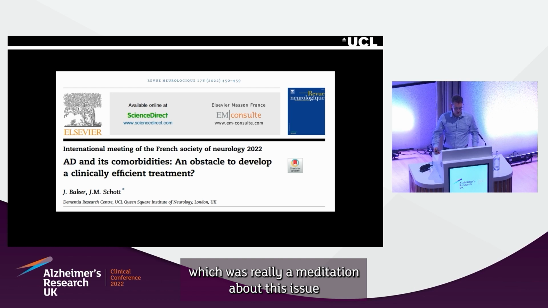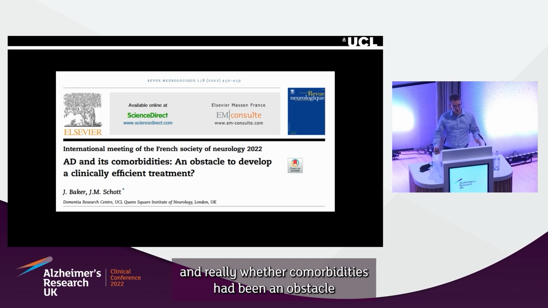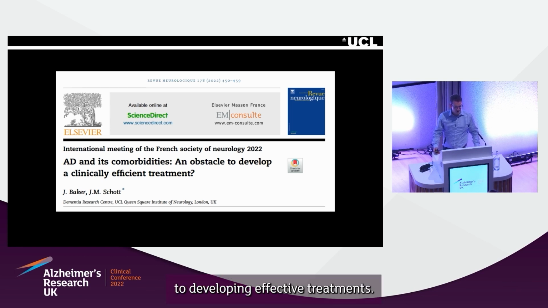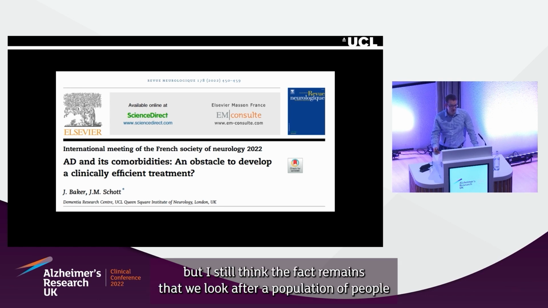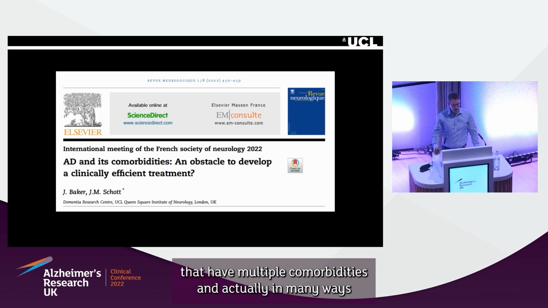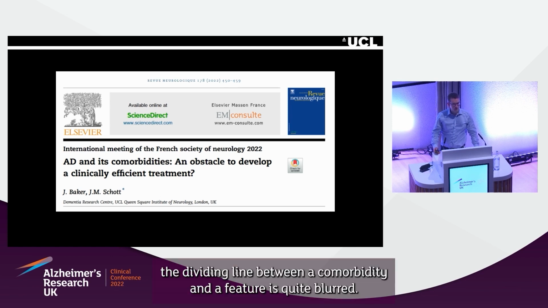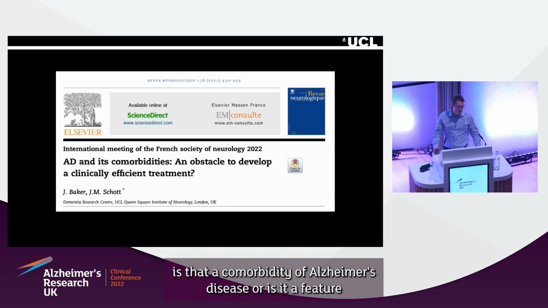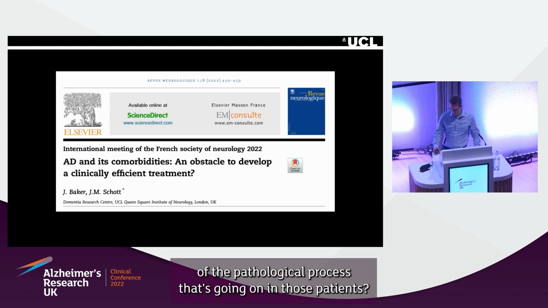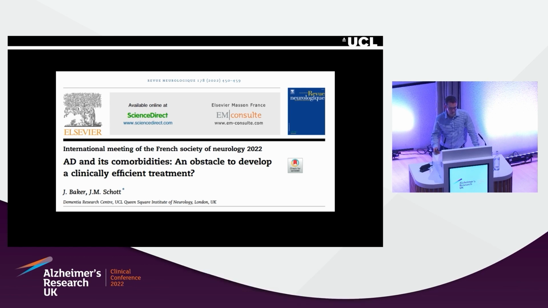earlier in the year, which was really a meditation about this issue and really whether comorbidities had been an obstacle to developing effective treatments. Obviously, the conversation has changed a bit in the last few weeks, but I still think the facts remain that we look after a population of people that have multiple comorbidities, and actually, in many ways, the dividing line between a comorbidity and a feature is quite blurred. So, for example, if we're talking about vascular disease, is that a comorbidity of Alzheimer's disease, or is it a feature of the pathological process that's going on in those patients?